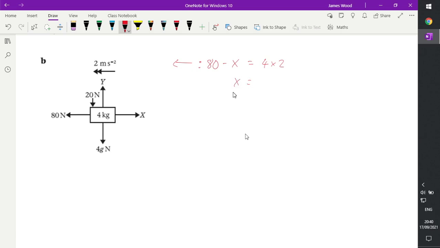So I've got 8 minus 80, and times minus 1, so 72 newtons for x. If I now resolve up and down, so I've got y is up, so that's going to be a positive y, minus 20 and minus 4g. And that equals ma, so that's 4 times, in this case, 0. It is not accelerating up or down. And now I can solve this. So y is going to be 20 plus 4g, so 20 plus 4 times 9.8, which is 59.2.